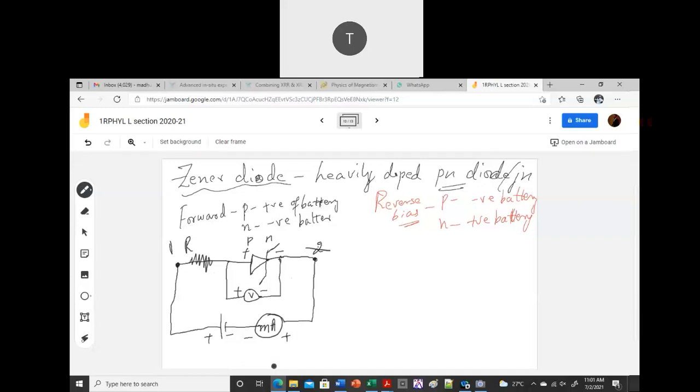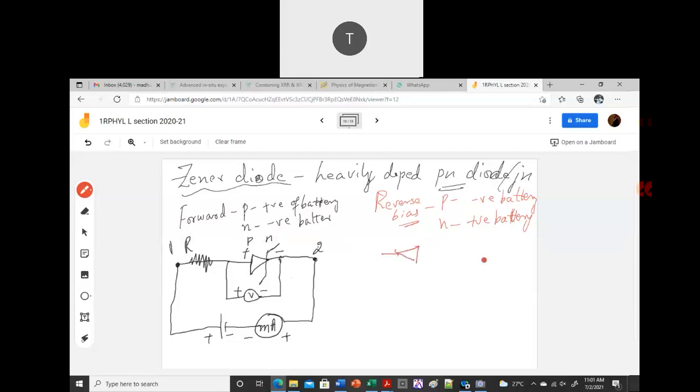So now when I want to do the same thing for reverse bias, what do I have to do? I have to reverse this. Normally this is actually on a board, so I will show you in a minute. In that case, I have to just reverse the entire board. I'll just take this and write it like that.